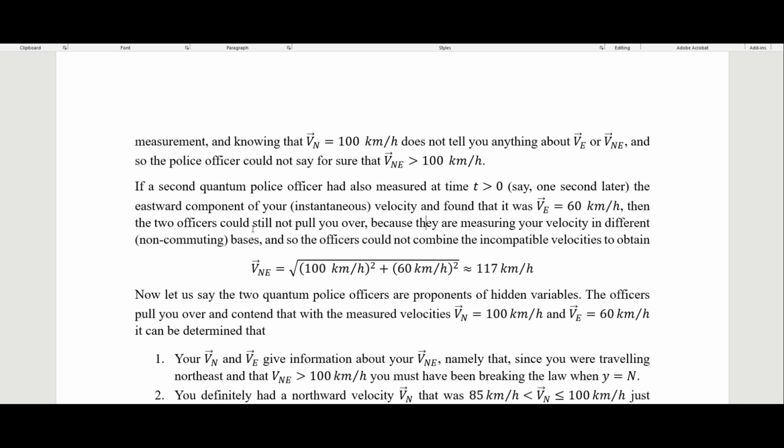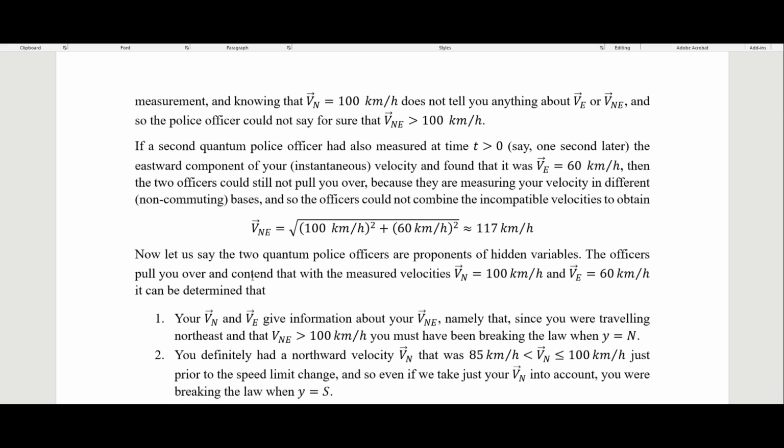Then the two officers could still not pull you over because they are measuring your velocity in different non-commuting bases. So the officers could not simply combine the incompatible velocities that they obtain, the north one being 100 kilometers per hour and the east one being 60 kilometers per hour, and get that you were going 117 kilometers per hour, and therefore going over the speed limit of 100 kilometers per hour.